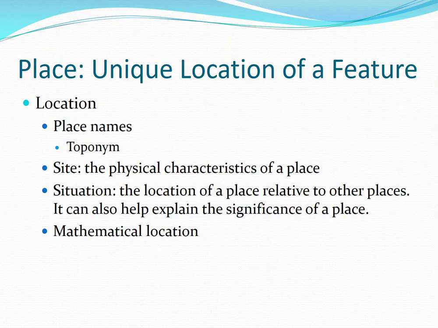Places have names. Another name for a place name is toponym. Every place has a name, and that name is dependent on a number of factors. It could be the name of the first set of settlers in that particular place. For instance, Sequoia was named after the first chief that settled in the town of Sequoia here in Oklahoma.